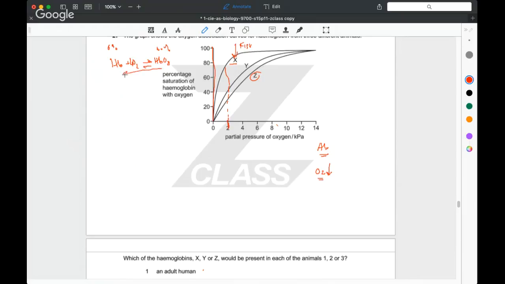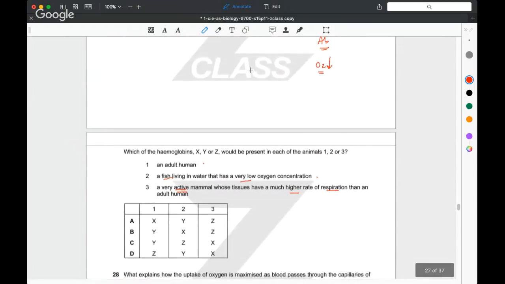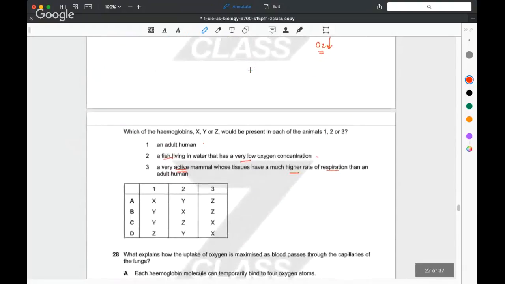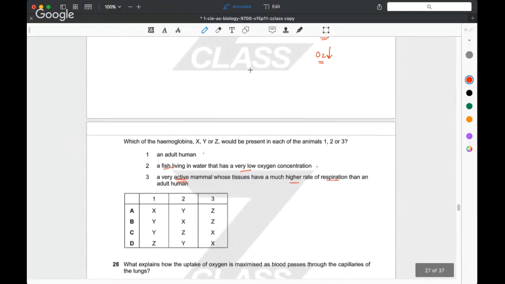It's going this way. So the oxygen is being released, and that's exactly what we want, because this mammal has very active respiration in its cells, and it's going to need oxygen to be part of that respiration that's happening in the cells. So Z then is the mammal with a very high rate of respiration. We've identified that. So Y is the only one left standing. That must be the human. So that must be then number one. Sorry, X is this again.